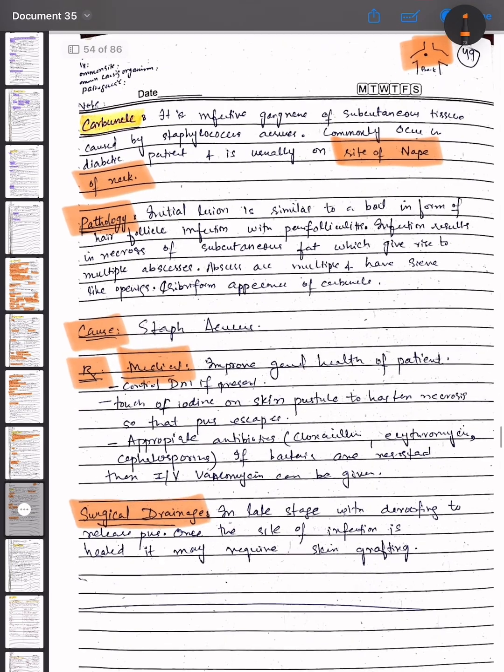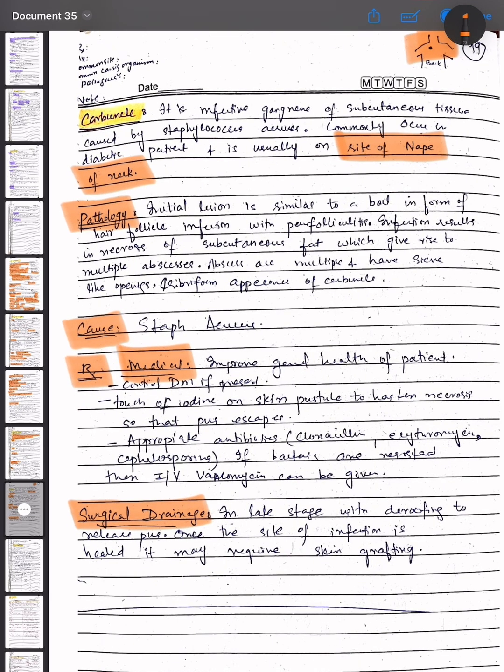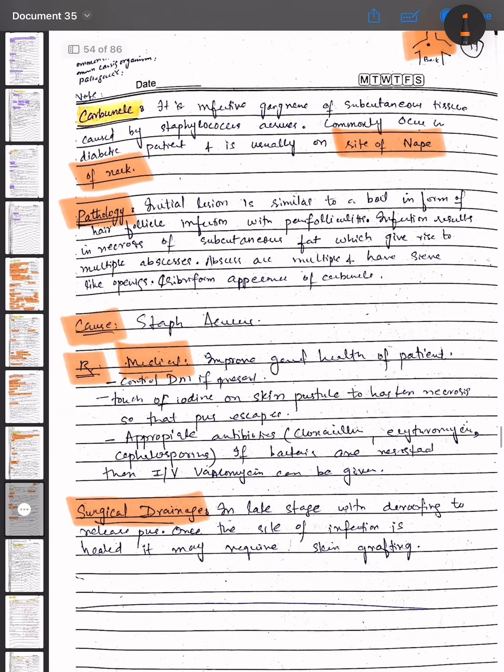Okay, so what is carbuncle? We have studied the definition. Then what is the pathology? Then what are the causes? Then the treatment is provided, which is medical treatment and surgical treatment. In medical treatment, the health is improved, diabetes is controlled, and a touch of iodine is given to hasten the necrosis, and then appropriate antibiotics and intravenous vancomycin are given. If the carbuncle is in late stages, then it is drained, and once the site of infection is healed, it may require skin grafting.